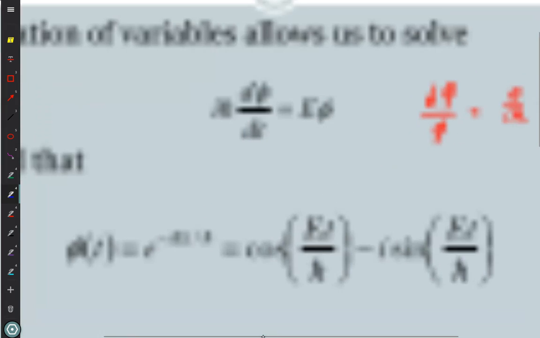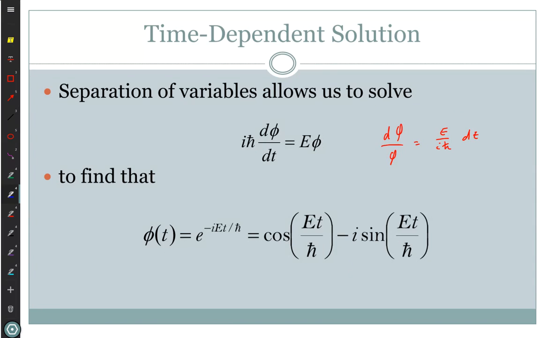Well, if I take this time-dependent portion, that's easily separable, right? That's something that you can all do. So you separate it, you have d phi over phi is equal to E over I H bar dt. We often don't like to put 1 over I. What do we put instead?